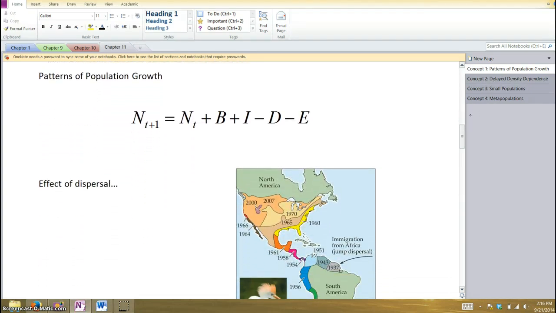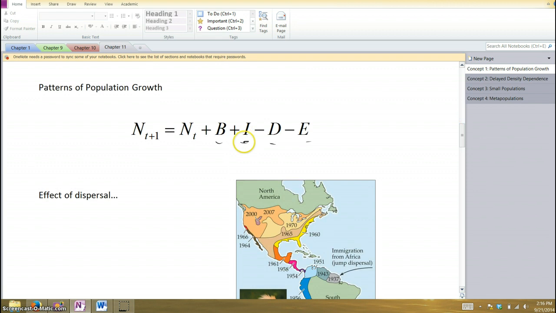All right, so the growth of a population or change in numbers at a given period of time relative to a previous time is going to be a function of things that increase the population, that is births and immigrants, and those that take away from the population, deaths and emigration, individuals leaving the population. So any one of those four things can have an influence on population, whether it's growing or shrinking or staying the same.